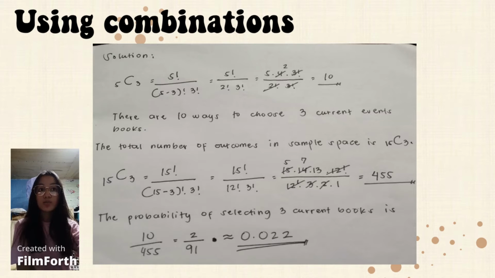You cancel out the 12 factorial and then reduce the 15 by 3, so it is 5. Reduce 14 by 2, so it's 7. So 5 times 7 times 13, the answer is 455. So the probability of selecting 3 current event books is 10 over 455. Reduced to the lowest terms, that is 2 over 91, which is approximately 0.022.